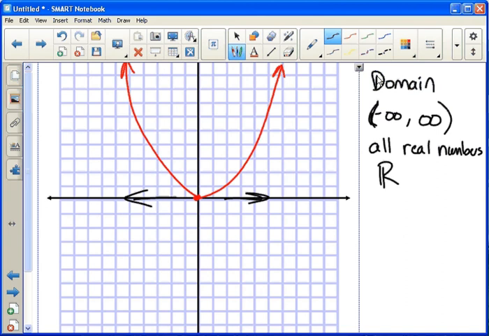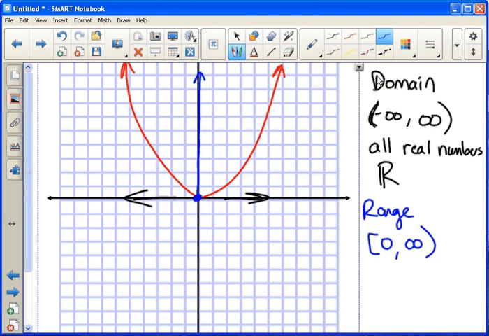The range is our distance up and down. So start with the absolute lowest point. Well, here's the lowest point right here. It's at 0, and it does actually touch 0, so I'm going to put a bracket. But as I go up from there, there's no limit. It keeps on going up forever and ever, so I put that to infinity. So I go from 0, inclusive, meaning the bracket, all the way up to infinity.